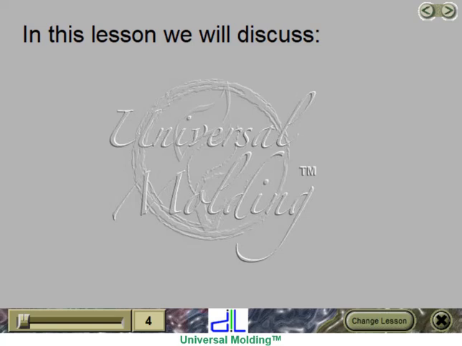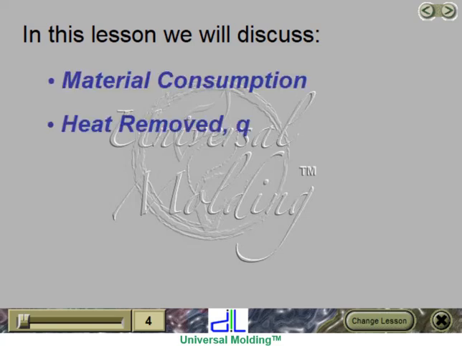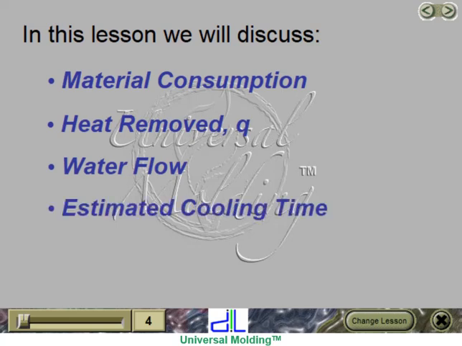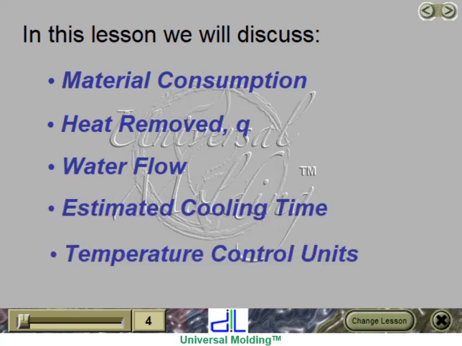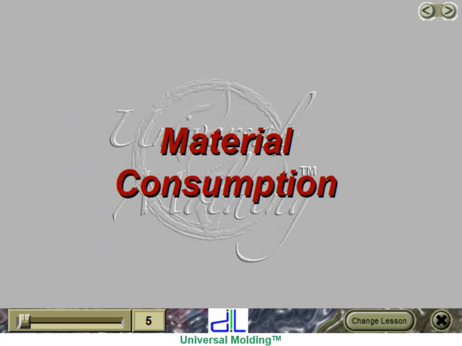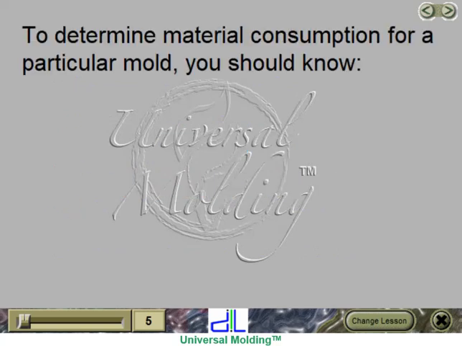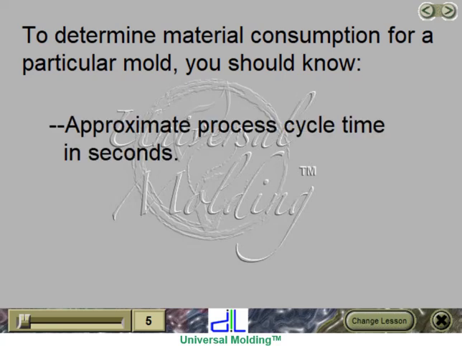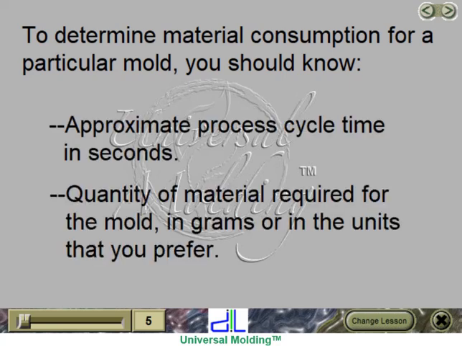In this lesson, we will discuss material consumption, heat removed, Q, water flow, estimated cooling time, and temperature control units. Material consumption. To determine material consumption for a particular mold, you should know approximate process cycle time in seconds, and quantity of material required for the mold, in grams or in the units that you prefer.